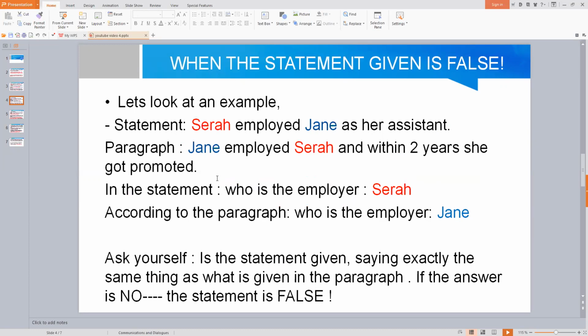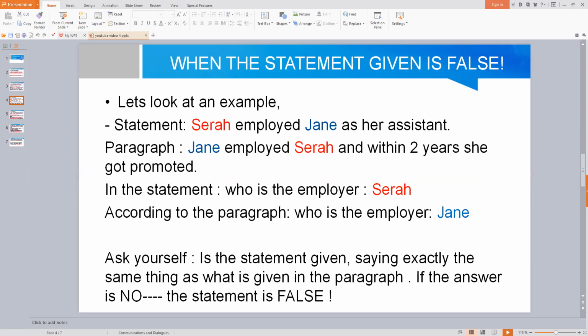In the paragraph, they wrote something like this: Jane employed Sarah and within 2 years she got promoted. Now you have to think, what is the statement telling us? The statement is telling us that Sarah was the employer and she employed Jane. Okay, so in the statement, who is the employer? Look, Sarah employed Jane, so it means Sarah is the employer, right?